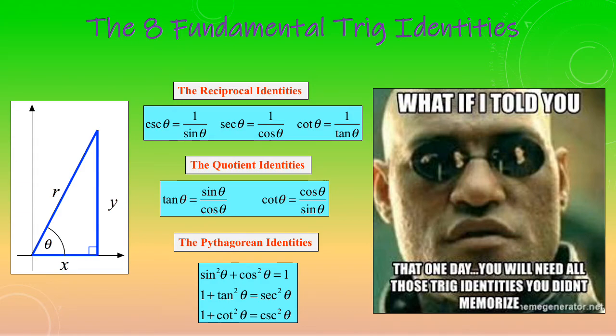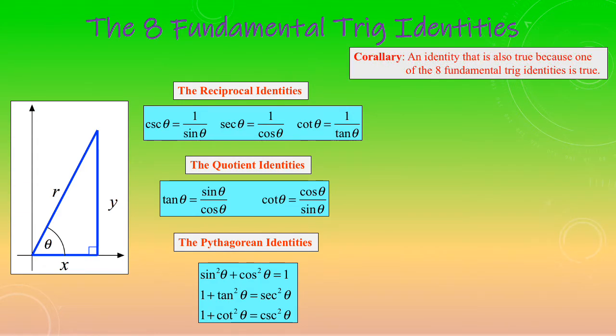A corollary is an identity that is also true because one of the 8 fundamental trig identities is true. While it is important to memorize the 8 fundamental trig identities, it is not necessary to memorize the corollaries, although you will use them so often that you end up memorizing them whether you like it or not.